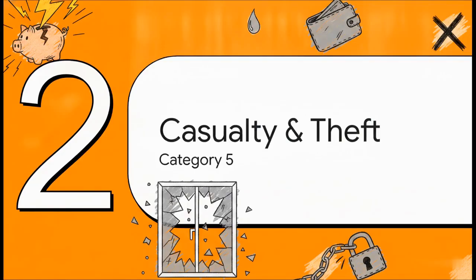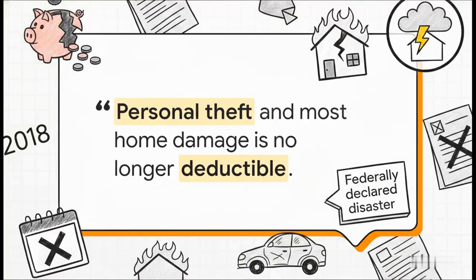This is Category 5, Casualty and Theft Losses. I need to be completely upfront with you here because this is a genuine heads up. Personal theft and most home damage is no longer deductible. Only federally declared disasters qualify. So many people don't realize this rule changed drastically back in 2018.